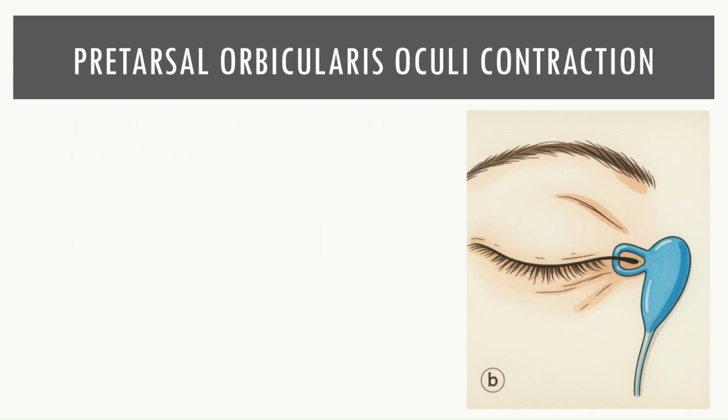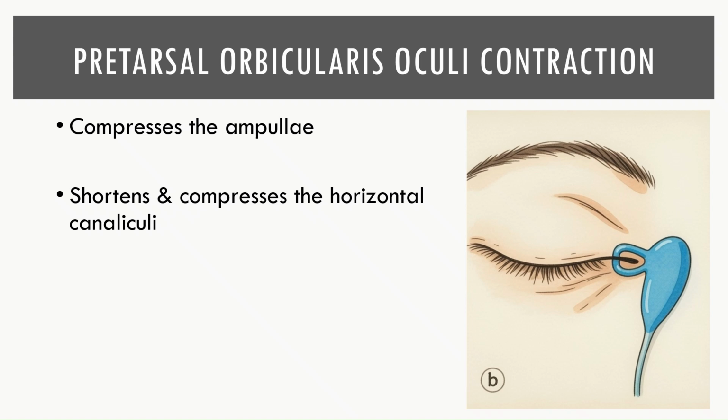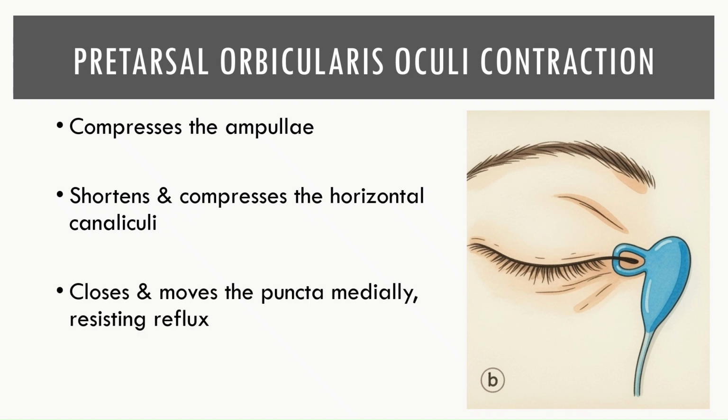With eyelid closure, the orbicularis oculi muscle contracts. Contraction of the pretarsal orbicularis compresses the ampullae, shortens and compresses the horizontal canaliculi, closes and moves the puncta medially, resisting reflux.